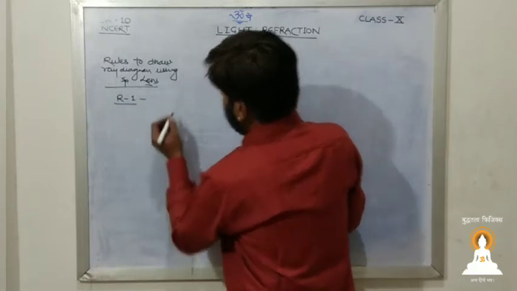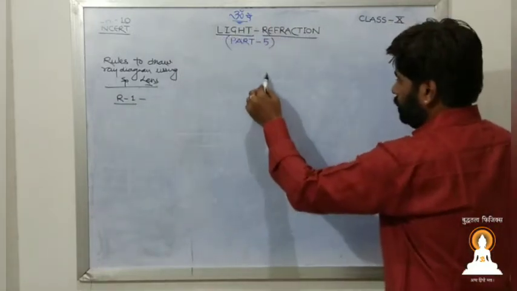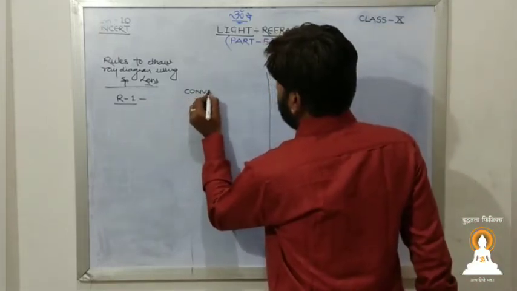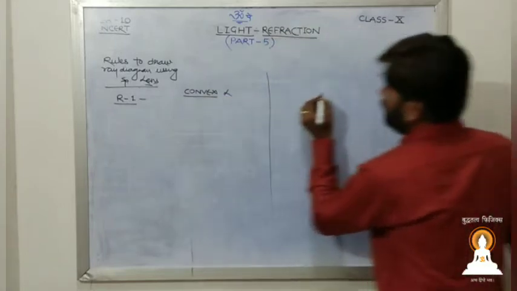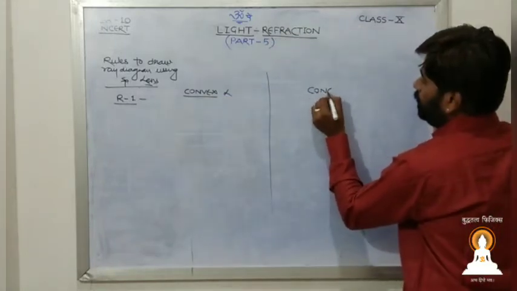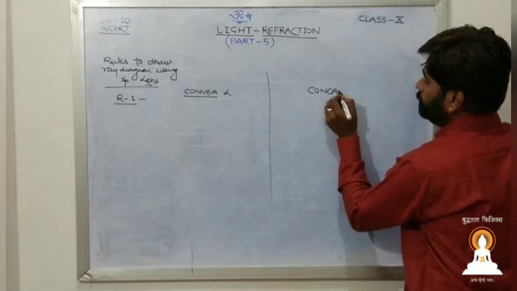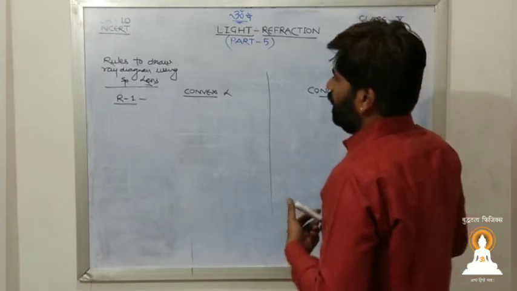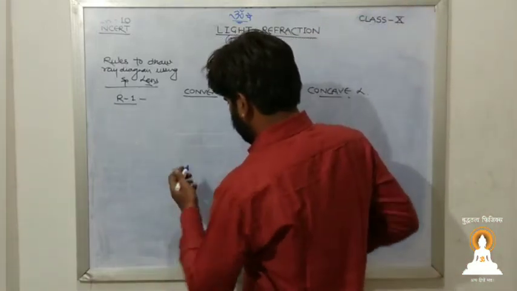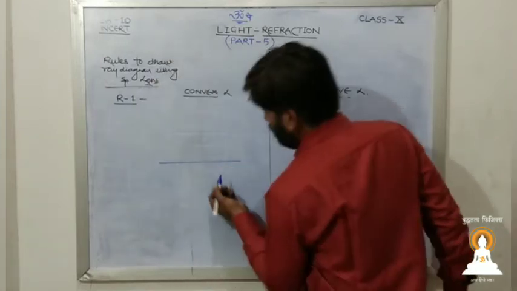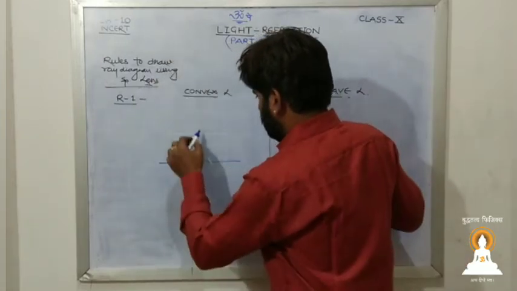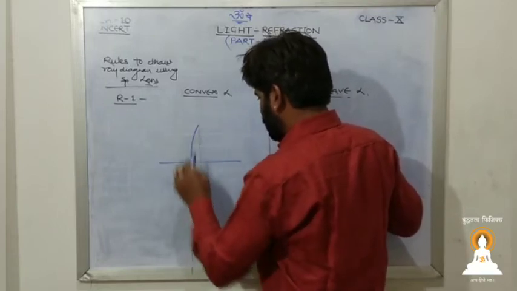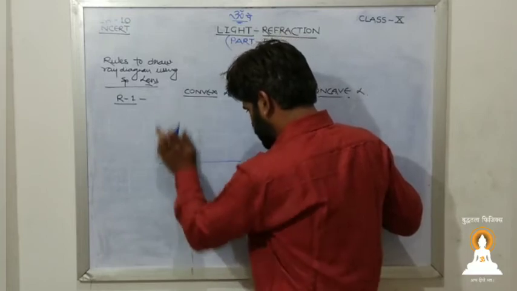R1. Let me take two parts of this, in which one side we are going to discuss convex lens, and on the other side we are going to discuss concave lens. So first let me draw the diagram. The ray diagram you have to draw quite well. Here I am going to draw very roughly so that we may do our work efficiently.